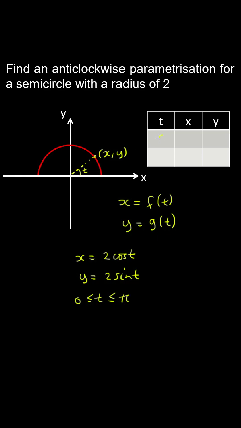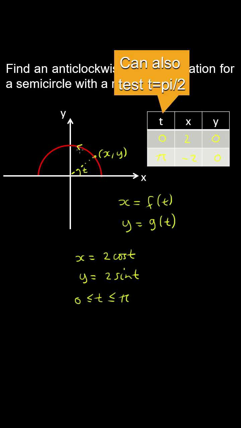So for t equals 0, x is 2 and y is 0, and for t equals pi, we can see that x is equal to negative 2 and y is equal to 0. So therefore this is indeed an anti-clockwise parametrization.